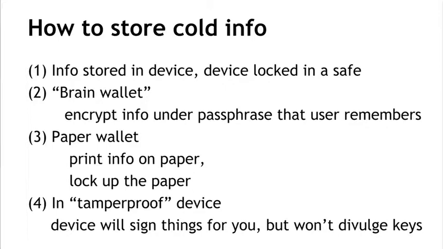The second method we can use is called a brain wallet. And in a brain wallet, what we're doing is we are taking the information that we want to protect and we're encrypting it under some kind of passphrase or password that a user remembers. Then, in order to get the information back later, we're going to ask the user to give us the passphrase, and then we'll be able to decrypt.